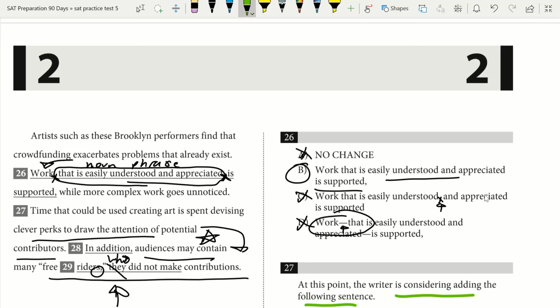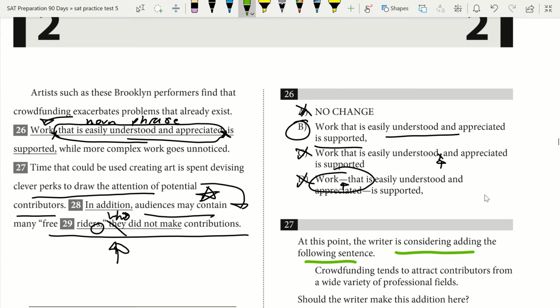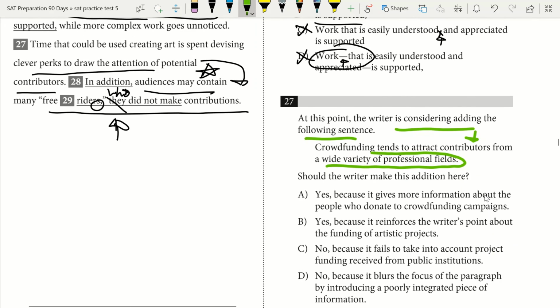Now the main focus here is more on the arts and the artists and how they're crowdfunding and how it's impacting the work that they produce. It's not focusing at all on the types of people who are donating, right? What professional fields they're from that are contributing. Okay, so they're not focusing on that. So in this case, we're going to want to make sure that we do not add this. Okay, we don't want to add it, and why?